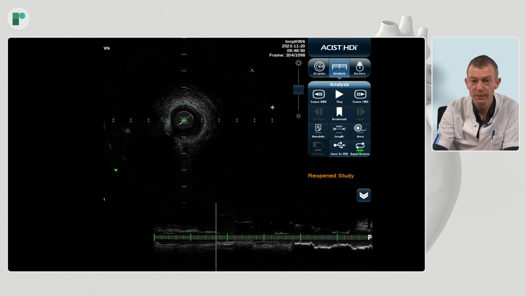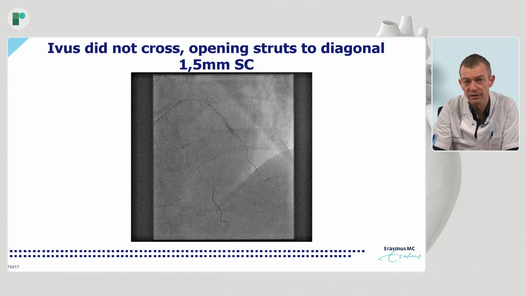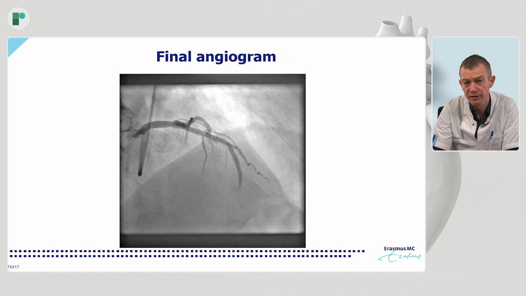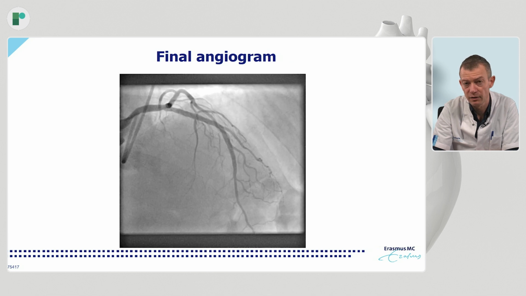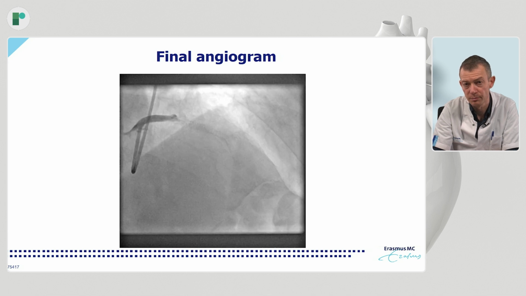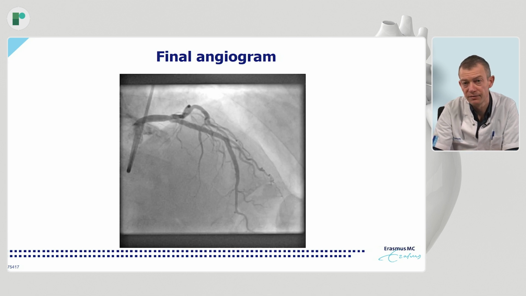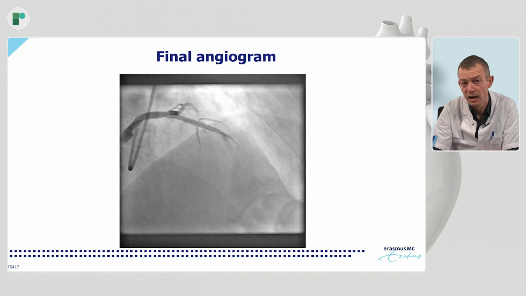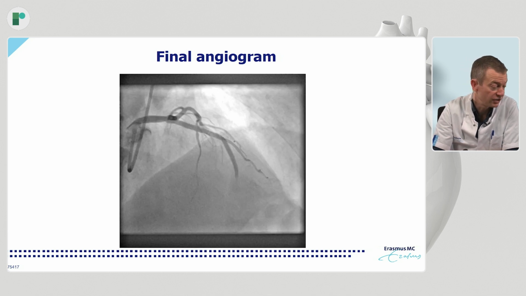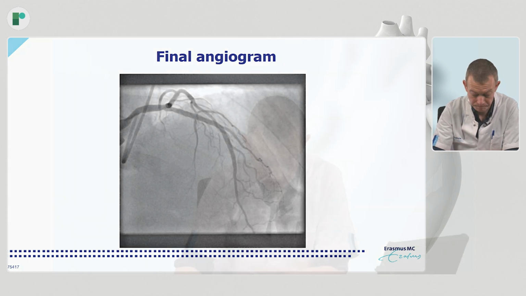So if we go back to the presentation, I'll show you the final angiogram, which is here, showing you a nice result of the stenting of the LAD. Obviously a lot of plaque, a little bit of sluggish flow, but the patient was completely stable. TIMI grade 3 flow in the diagonal. With that, a proper result with which we concluded this case.